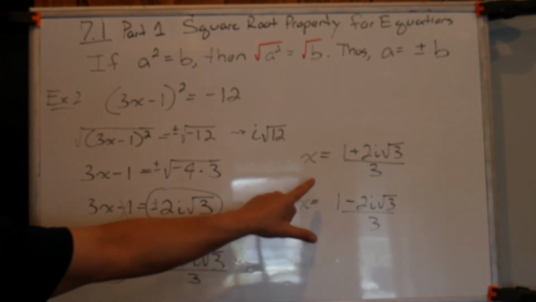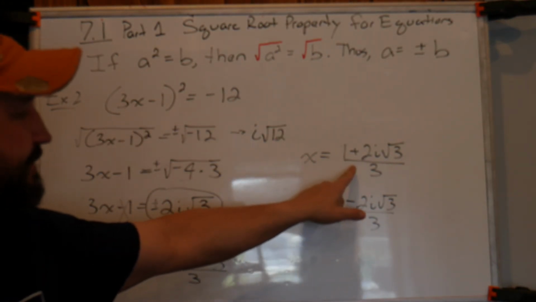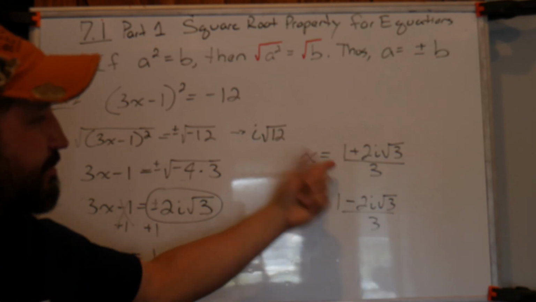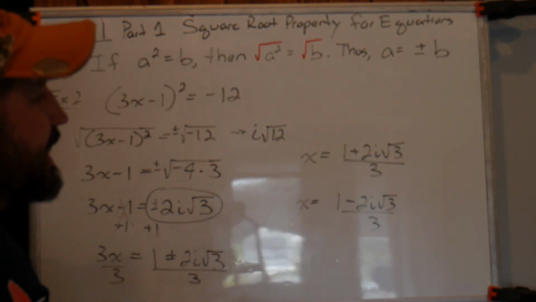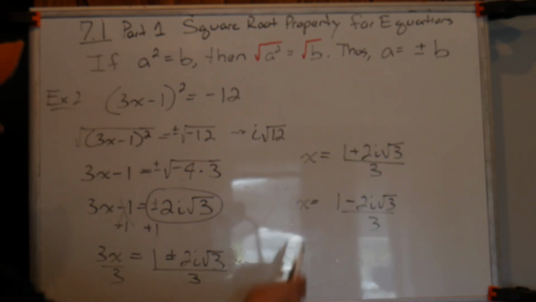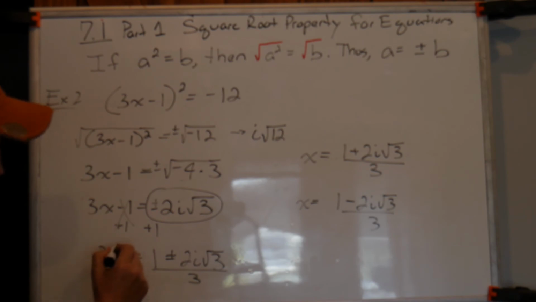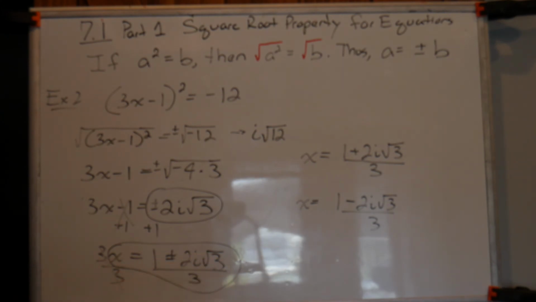In this case, this is different than the first one because we can't combine those. There is nothing to add. I have a 2i and I have a square root of 3, and I have a 1 and a 3. I can't do anything with that. So in this case, I can just leave my answer as x equals 1 plus or minus 2i times the square root of 3 all over 3 and show here's my 2 answers.